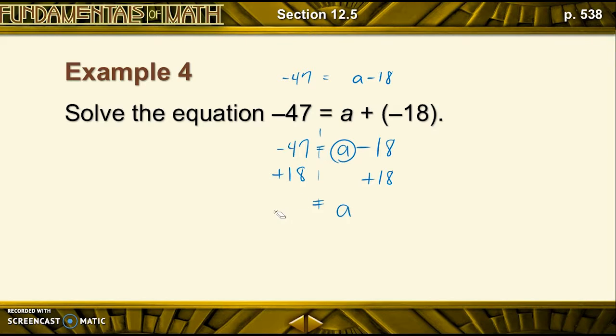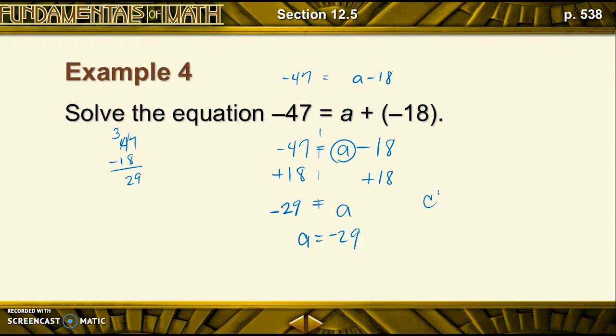And then if we need to, we can go back over on the side here and do a little bit of scratch work. So we have 47 minus 18. 17 minus 8 is 9. 3 minus 1 is 2. So we have 29. Keep the sign of the larger. So 47 has a larger absolute value than 18. 47 was negative, so it's going to be negative 29. So we have A equals negative 29.